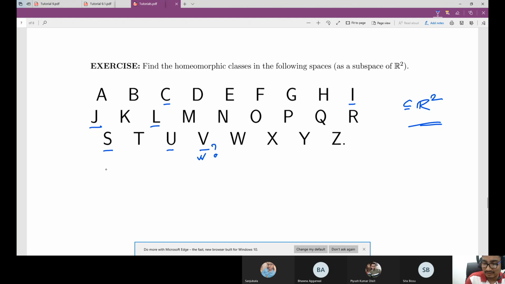Okay, try to think about this. Okay, this is very interesting. Whenever you get time, you try to find out which spaces are homeomorphic. Okay.